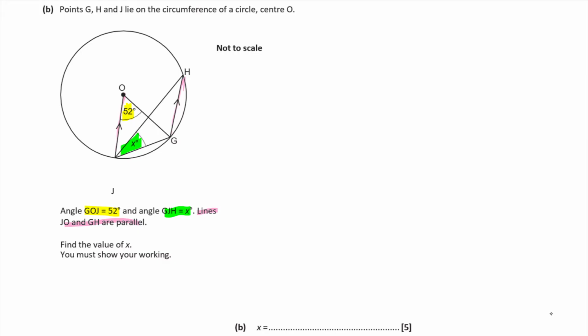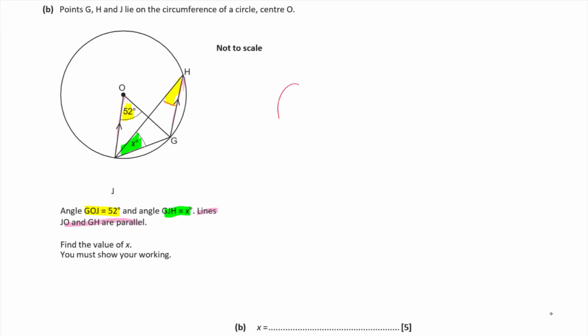Now, first off, I'm just looking at it and thinking about what I can find. Often with these questions, don't focus on the thing that you want to find. Just think about what you can find first and then see if you can work it out from there. So first up, I can see that I've got an angle subtended at the center, which is 52, and an angle subtended at the circumference over here, look. Now these two are not equal.